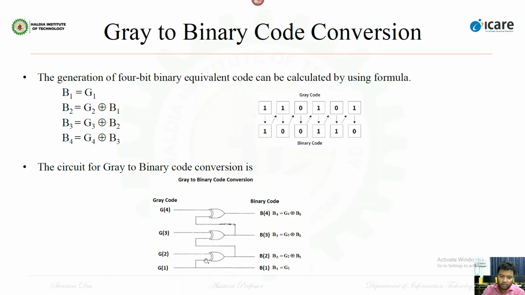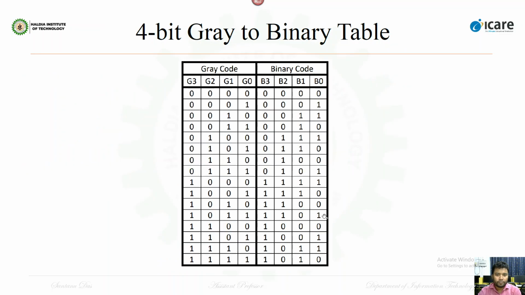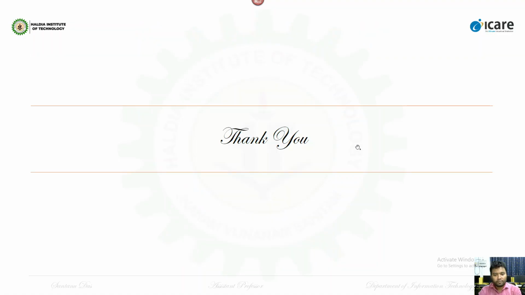So here the result with the second gray bit, here also you can see the result with the third gray bit, here you can see the result with the fourth gray bit, will give you the 4-bit binary representation of your gray code. And this is the conversion of gray code to binary code, or you can say the truth table for 4-bit gray code to binary code. Thank you.